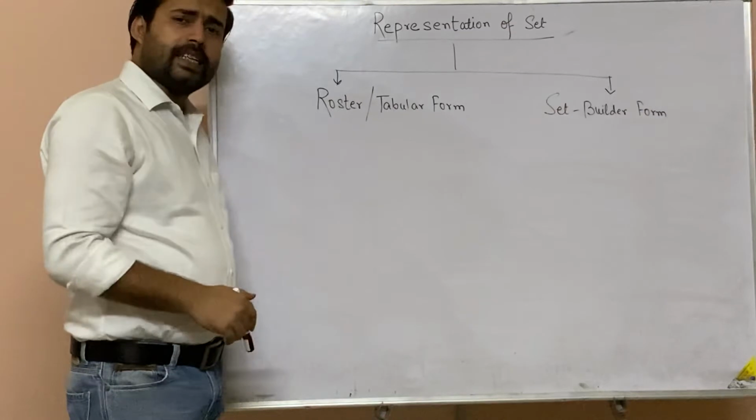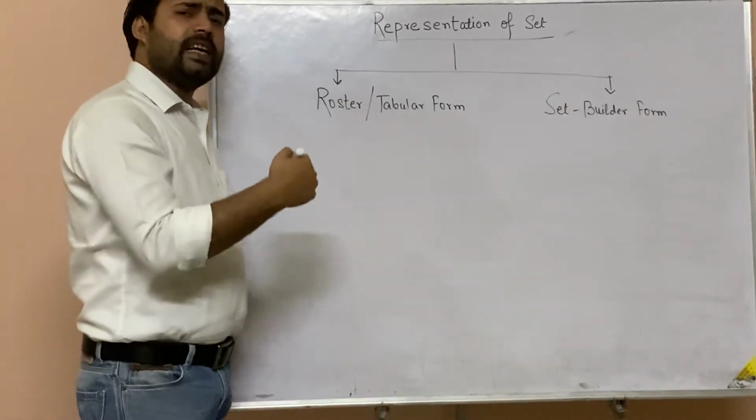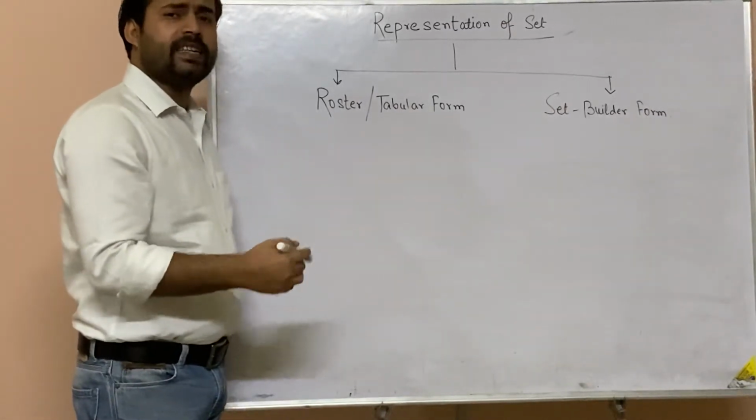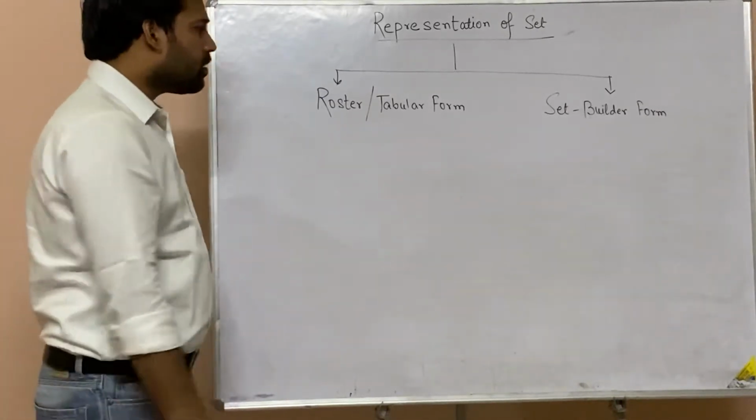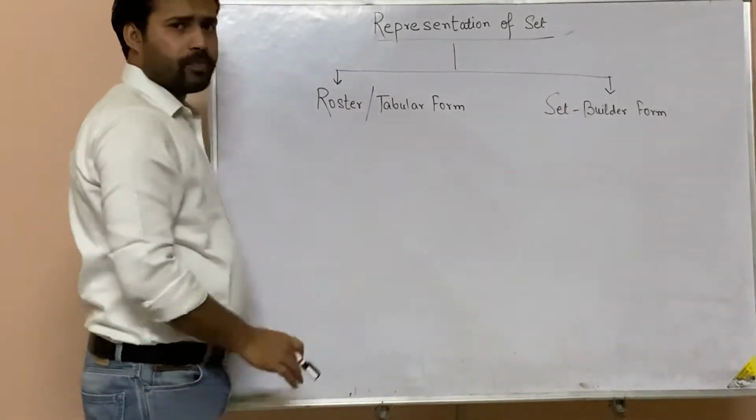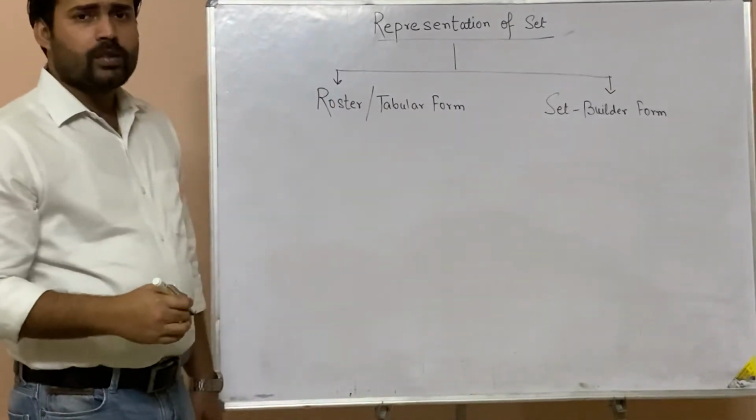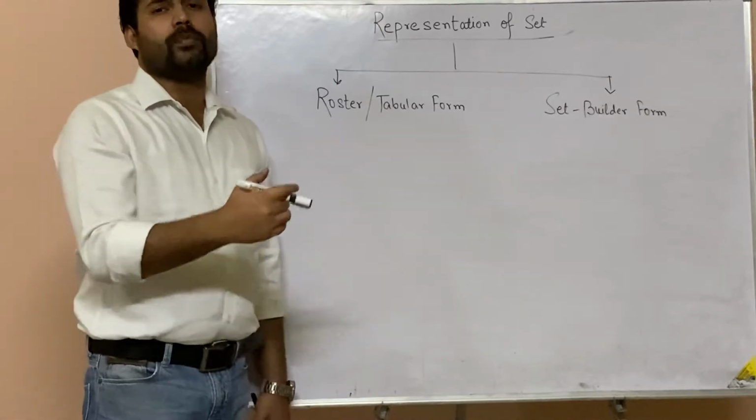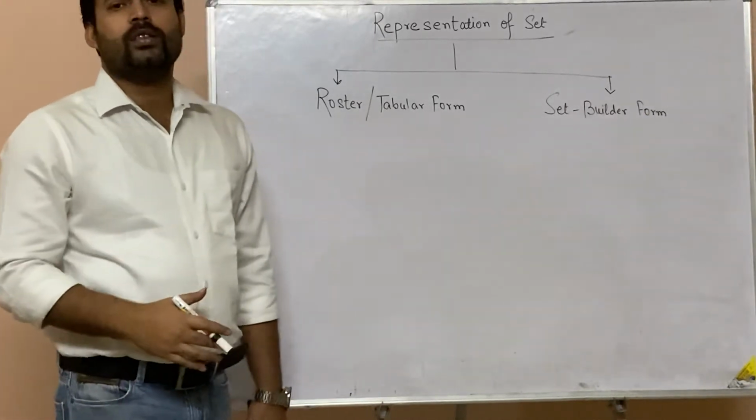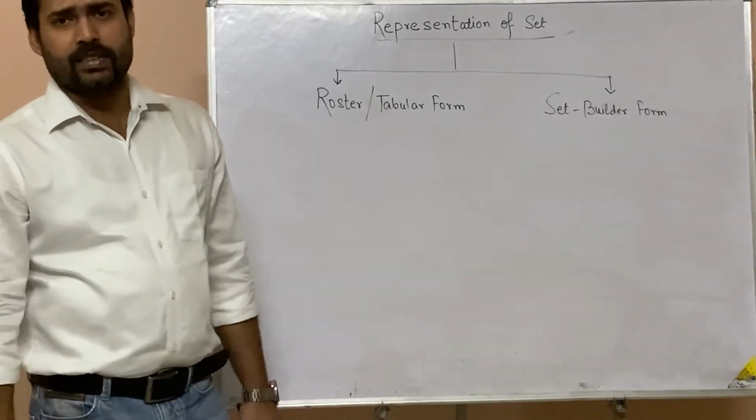Suppose you are writing down a set and you are representing every element of the set independently. You are expressing each and every one of them. So this is what we do in roster form. And while doing so, we need to remember that every element must be separated by commas, so that we get to know what the elements are exactly.